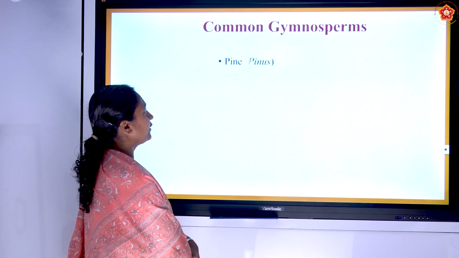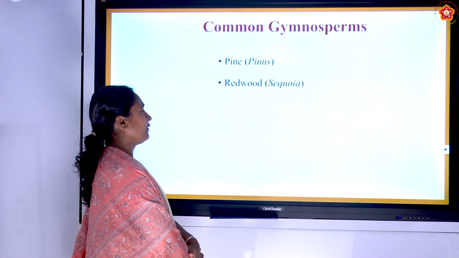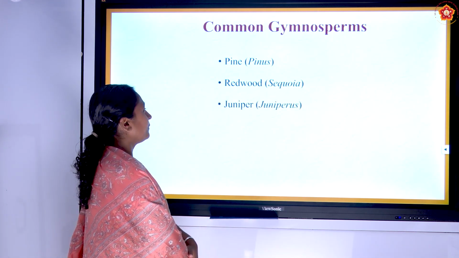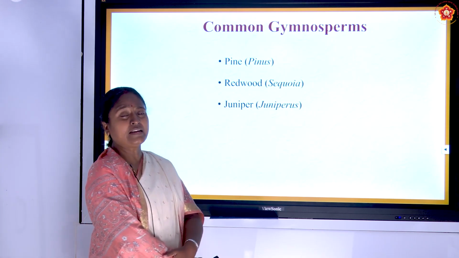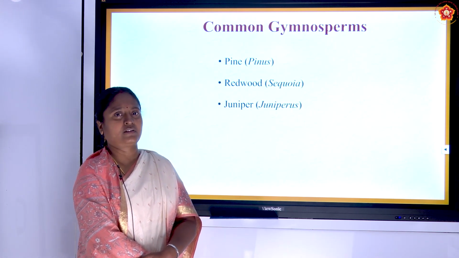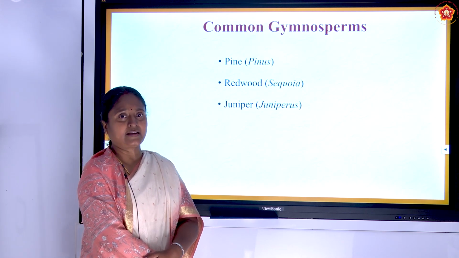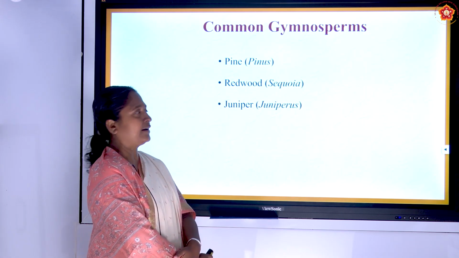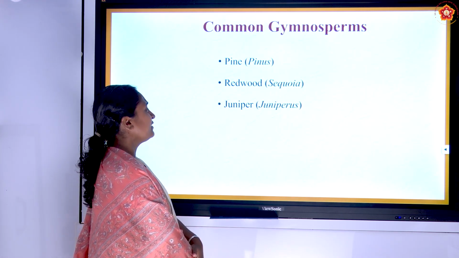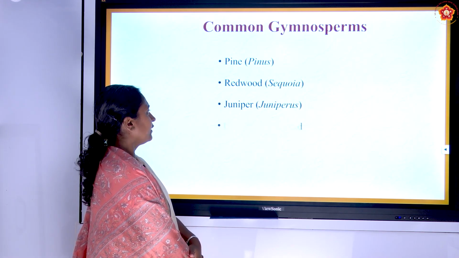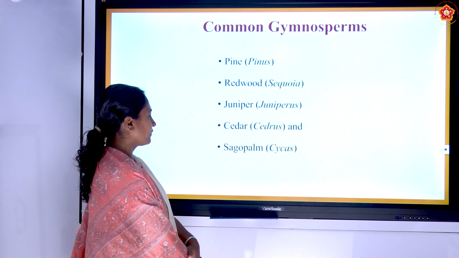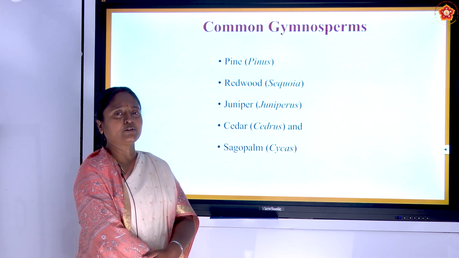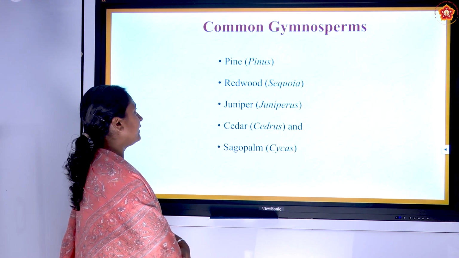Then what are the common kinds of gymnosperms we can see in places where we go, like hill stations? We can see the pine, which is a common plant. Mostly it is the Christmas tree which is kept inside the house during Christmas time, right? They are pine, known as pinus biologically. The next plants are redwood, then juniper, cedar and the sago plant. These are some of the common gymnosperms we can see in India.